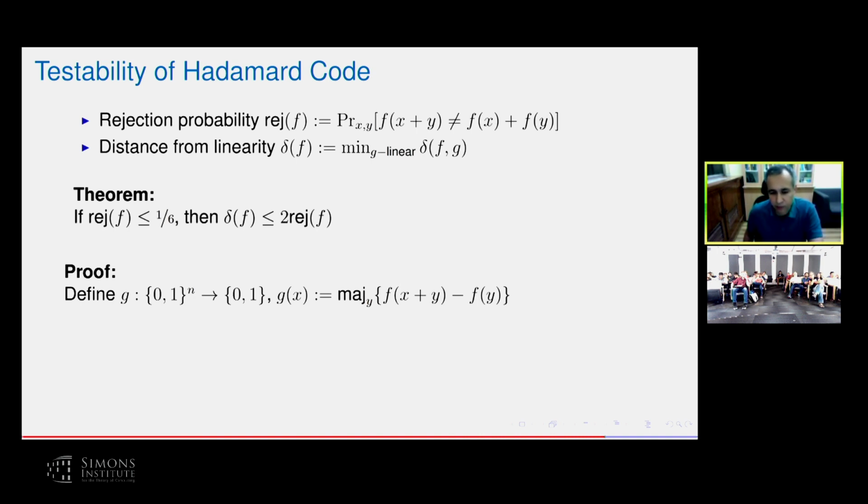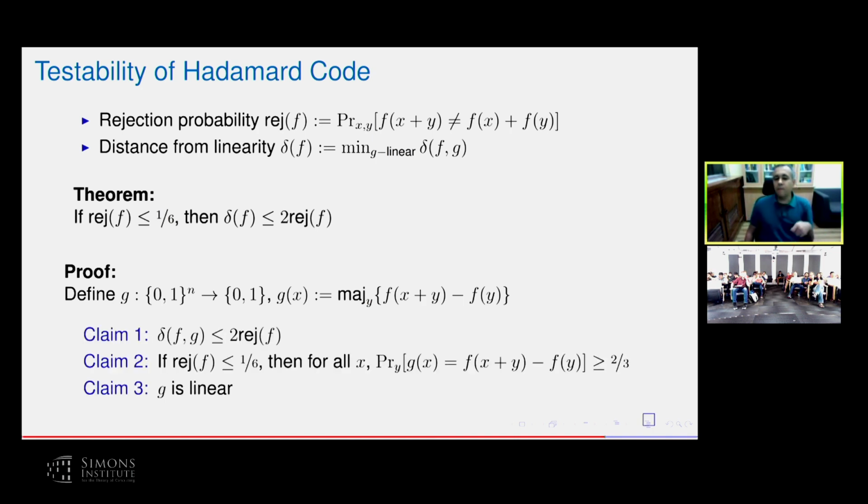And then the proof of BLR goes in just 3 steps. It first shows that this function g that we have defined is actually close to f. It's at most twice the rejection probability of f. That's the first claim. The second claim: we have defined g to be the majority value of the votes for every x. We'll show that it's not just the majority value, it's actually an overwhelming majority value.